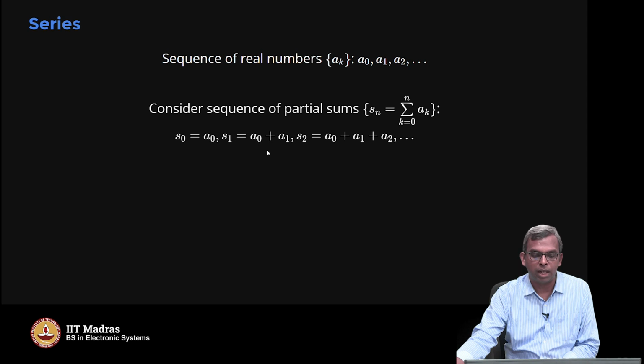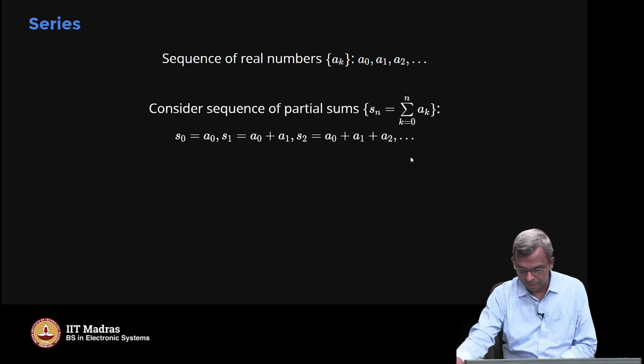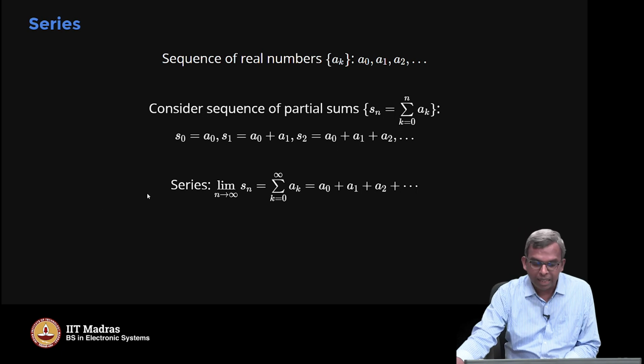So you will have S1 being equal to A0 plus A1. Likewise, S2 will be A0 plus A1 plus A2, and so on, right? So this is how partial sums will behave. Now, the series is basically the limit as n tending to infinity of partial sums. Now, remember, partial sums is also a sequence. It's just Sn, just like ak was a sequence.